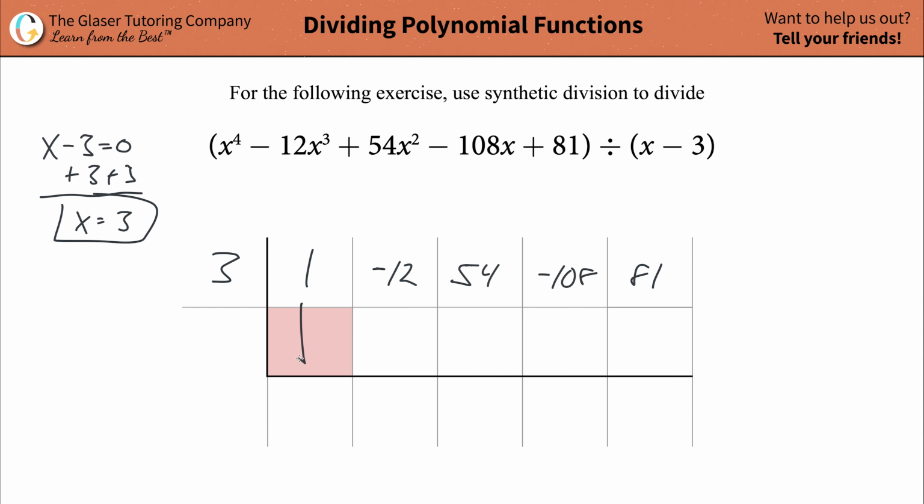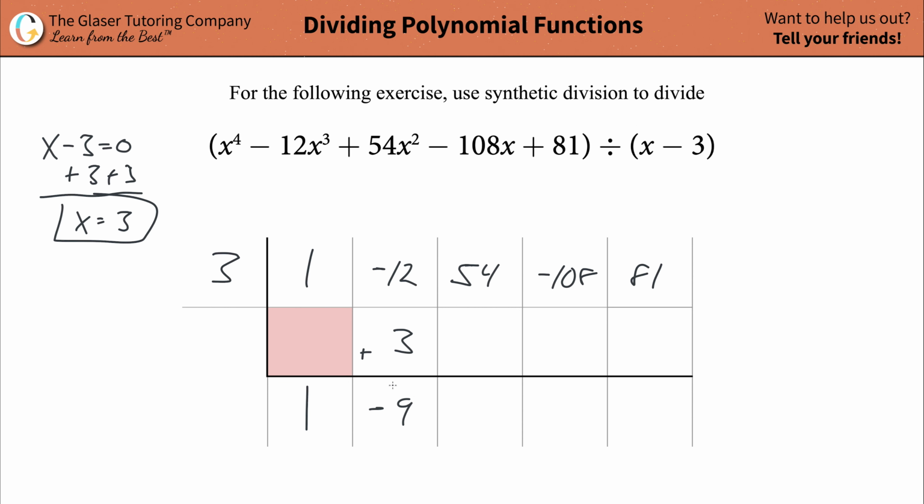Take your first coefficient and drop it all the way down. Just rewrite it, whatever it is, it's a 1. Then you're going to take this number at the bottom, multiply by the number on the outside, in this case a 3 times a 1, and that result, a positive 3, will get plugged into the next adjacent cell. Then you're simply going to add these terms together. You take a negative 12, add 3 to it, so that should be a negative 9.